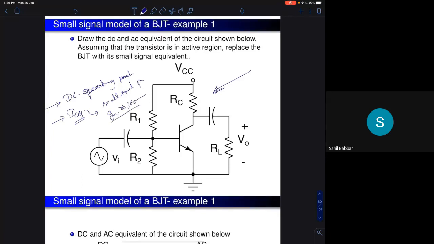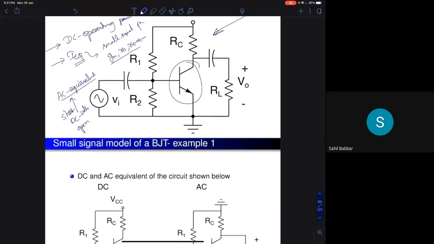Once you know the small signal parameters, the next step is what we call the AC equivalent. You will draw an AC equivalent of the circuit. In the AC equivalent, you short circuit DC voltage sources and open circuit DC current sources. Voltage sources should be short, DC current sources should be open. Once you do that, replace your BJT with a small signal model and perform the small signal analysis. Those are the general steps involved.